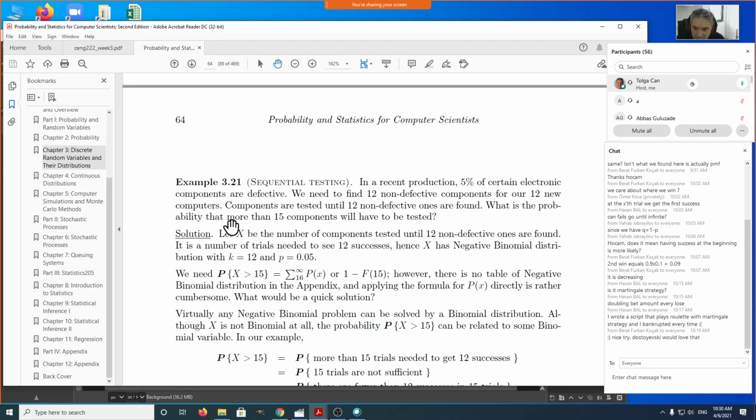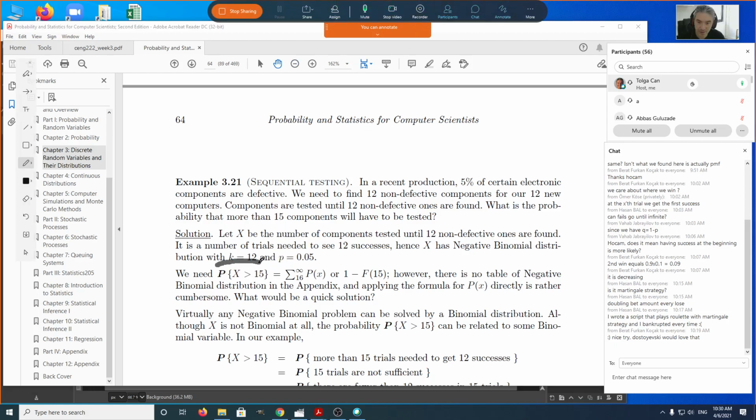But it's not saying 15 or more, it's just saying more than 15. So we should include 15 in our case. So we need to find the probability to obtain 12 non-defective ones in 15 or less. So we need to look at the CDF of 15, because we're asked the probability that the number of trials is greater than 15. We can find this by looking at 1 minus F15, where this F is the negative binomial.